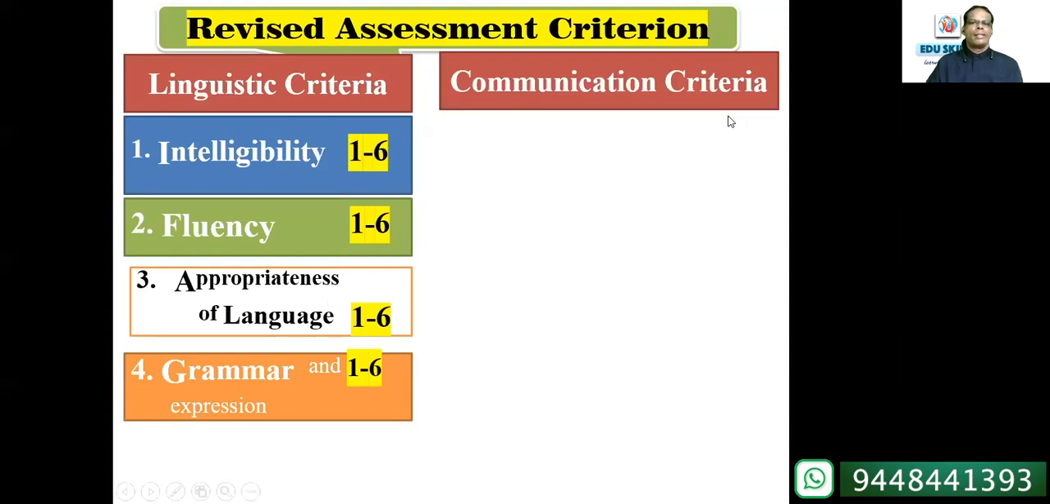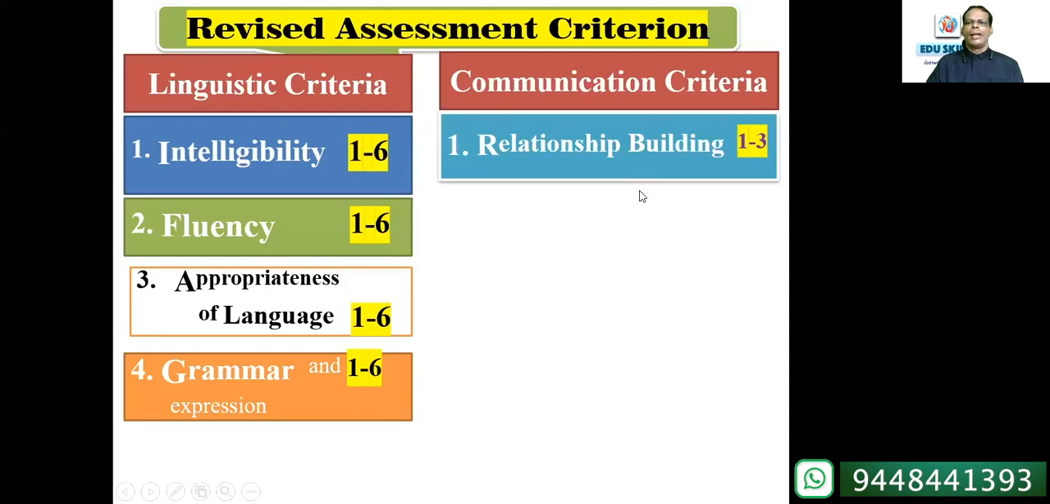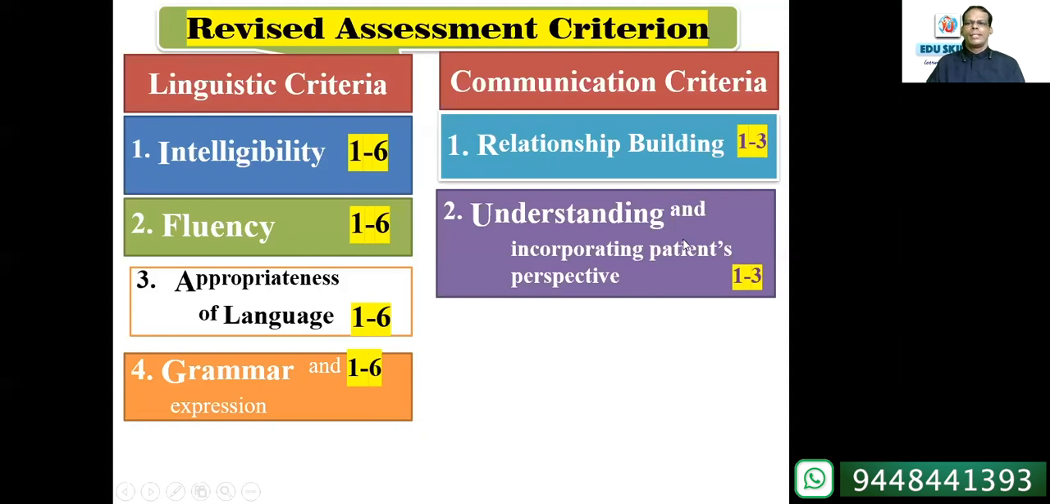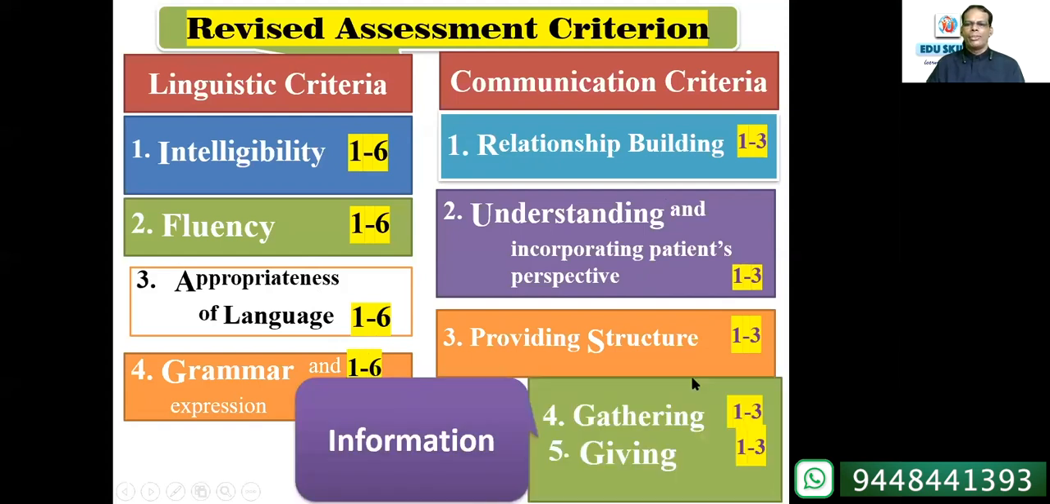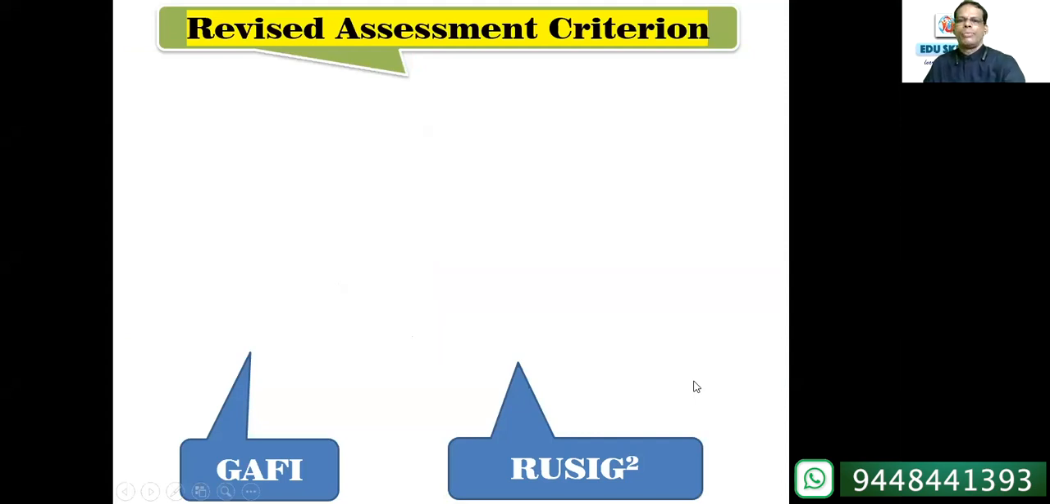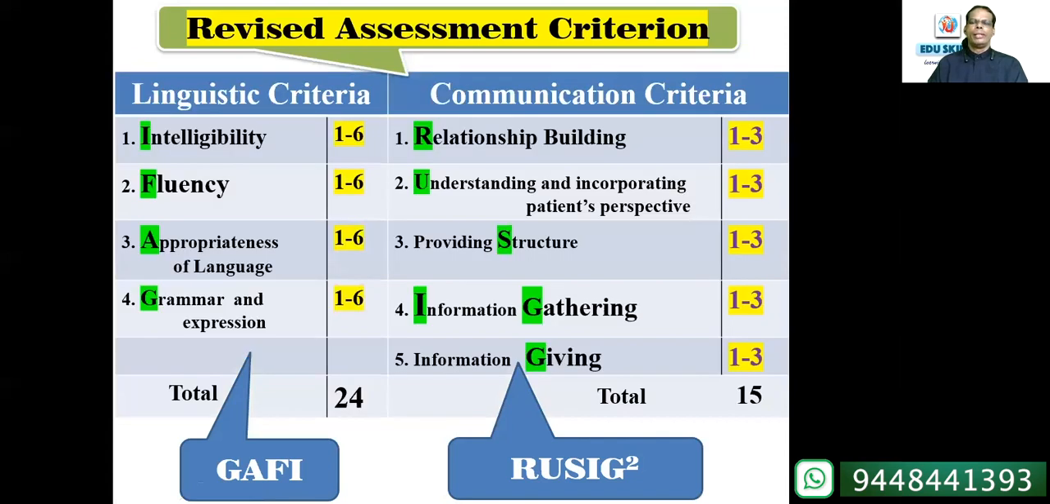Now the clinical communication criteria: relationship building will be marked 1 to 3, or 0 to 3, whatever you want to understand. Understanding and incorporating the patient's perspective will be scored 1 to 3, providing structure 1 to 3, information gathering 1 to 3, and information giving 1 to 3. As far as I understand from your responses, information gathering and information giving are the biggest challenges most of you are facing, so we'll be dealing with those things. You have 24 marks here and 15 marks here, so a total of 39 marks.